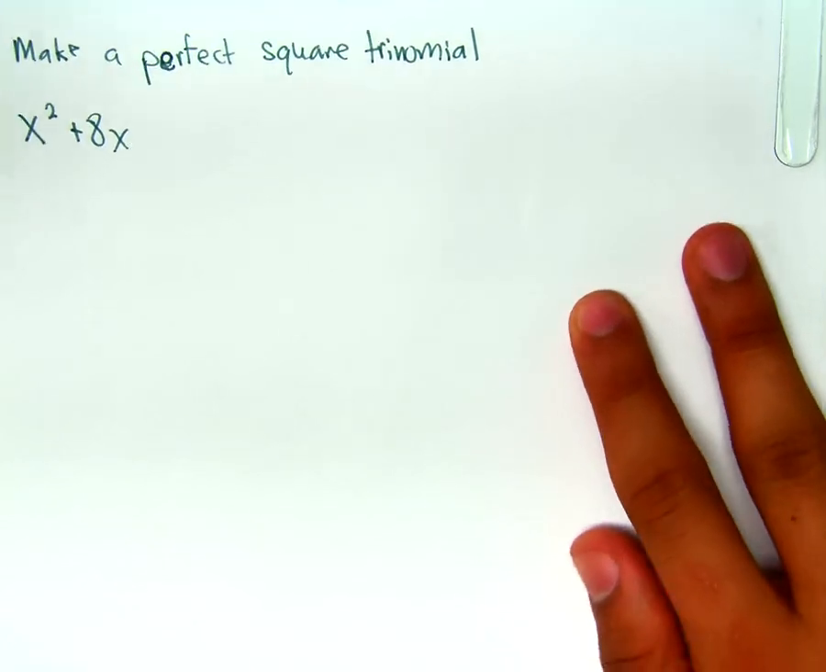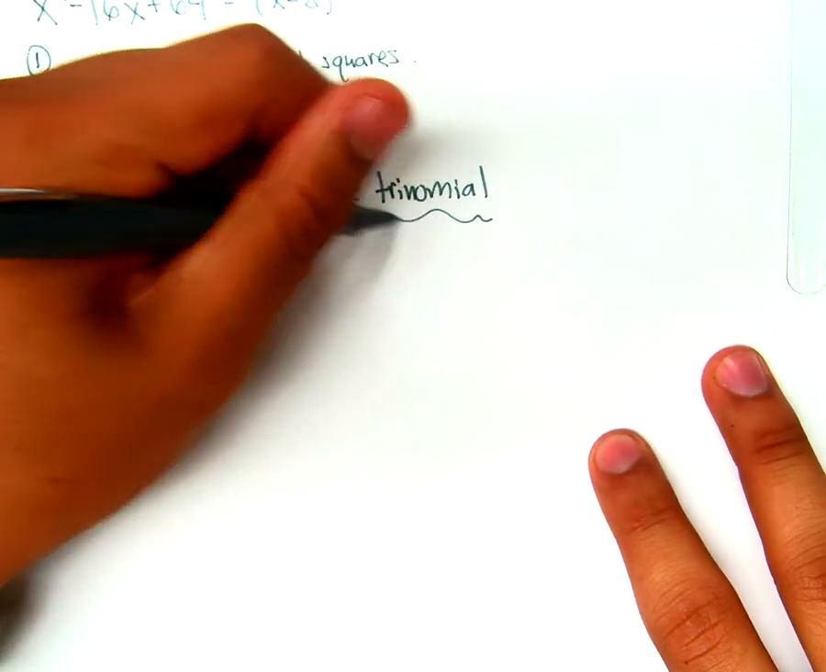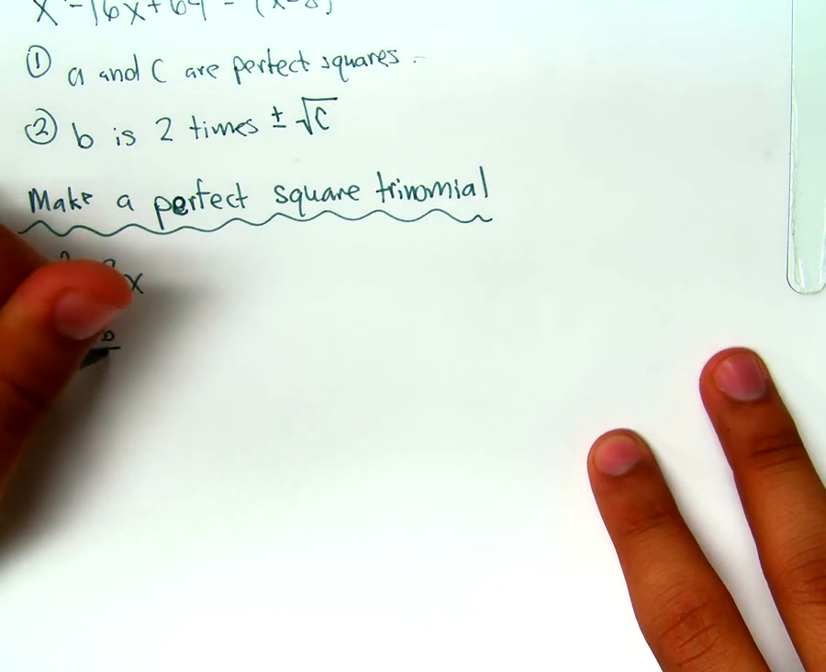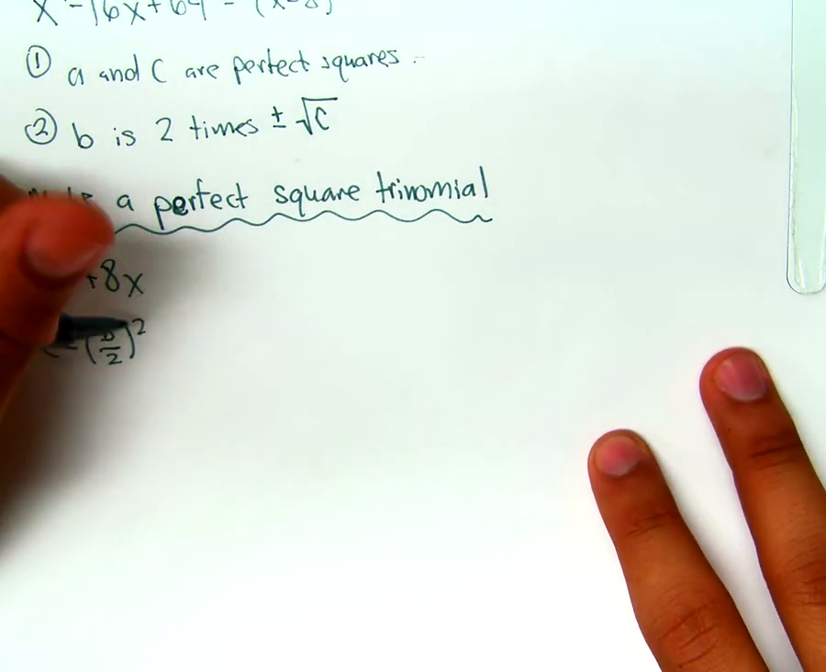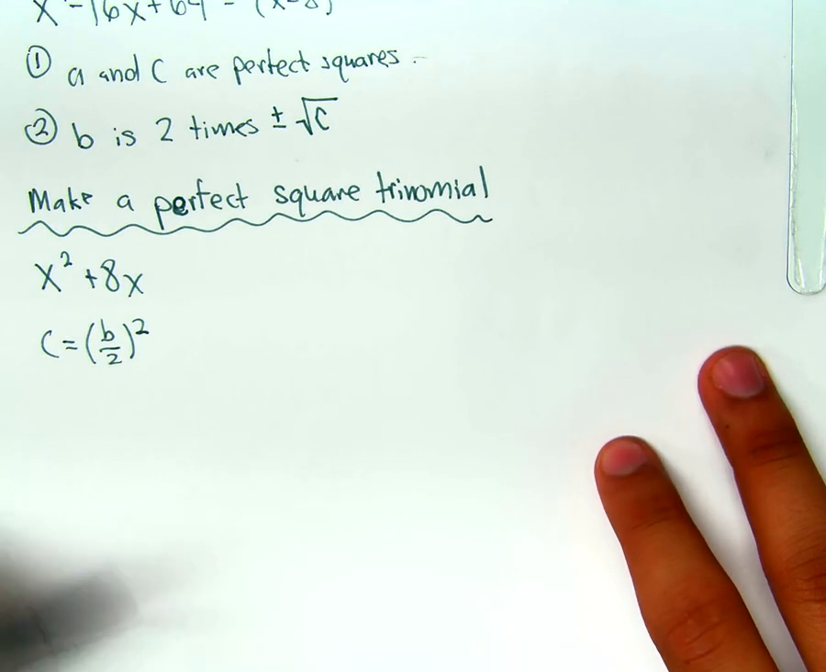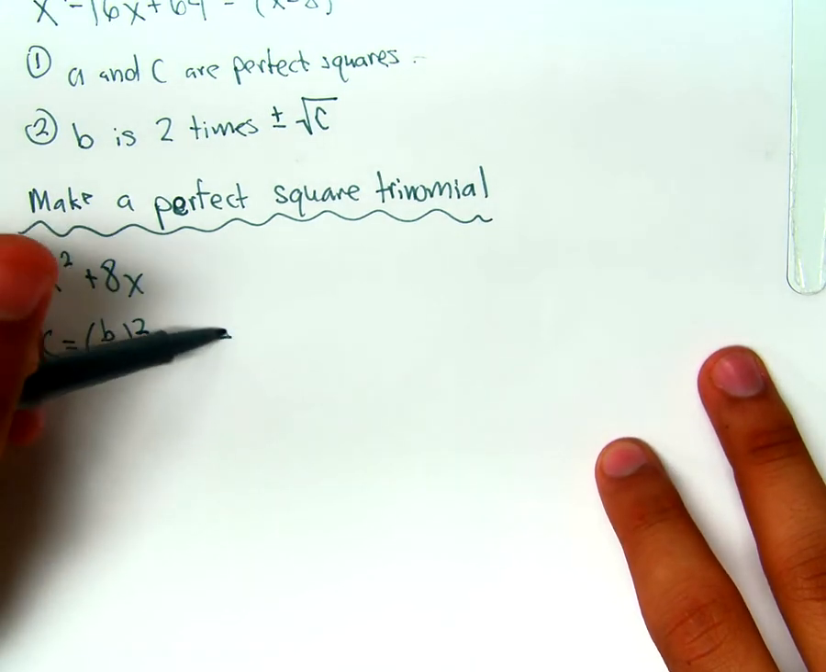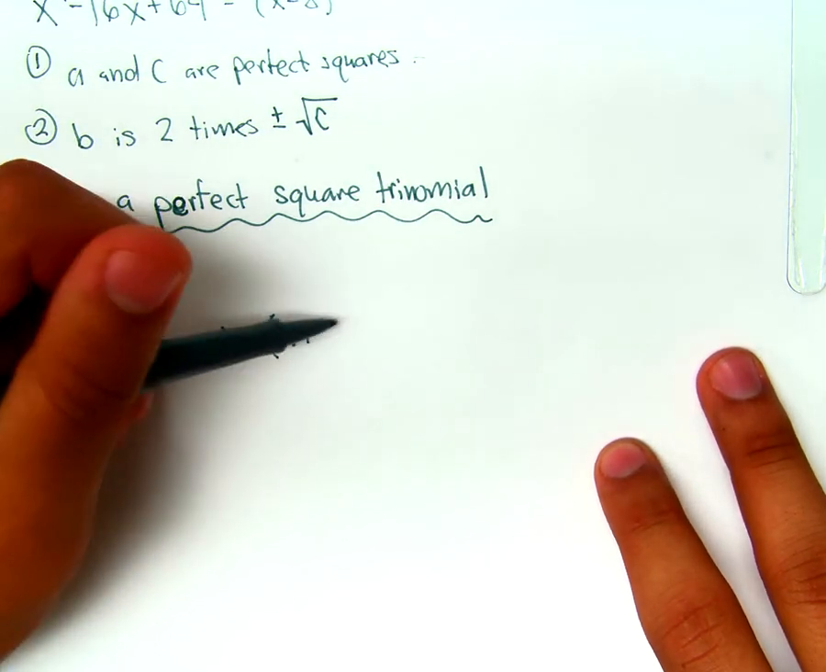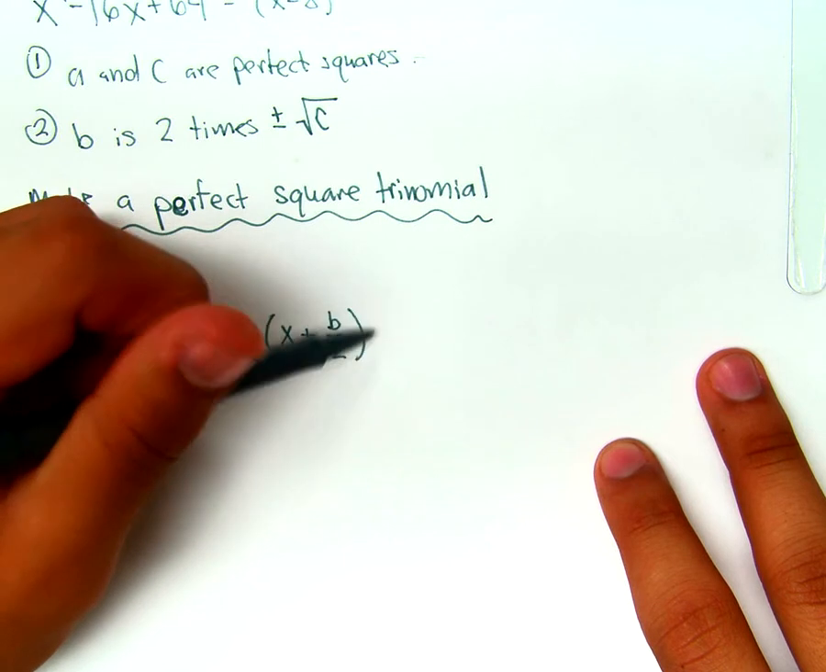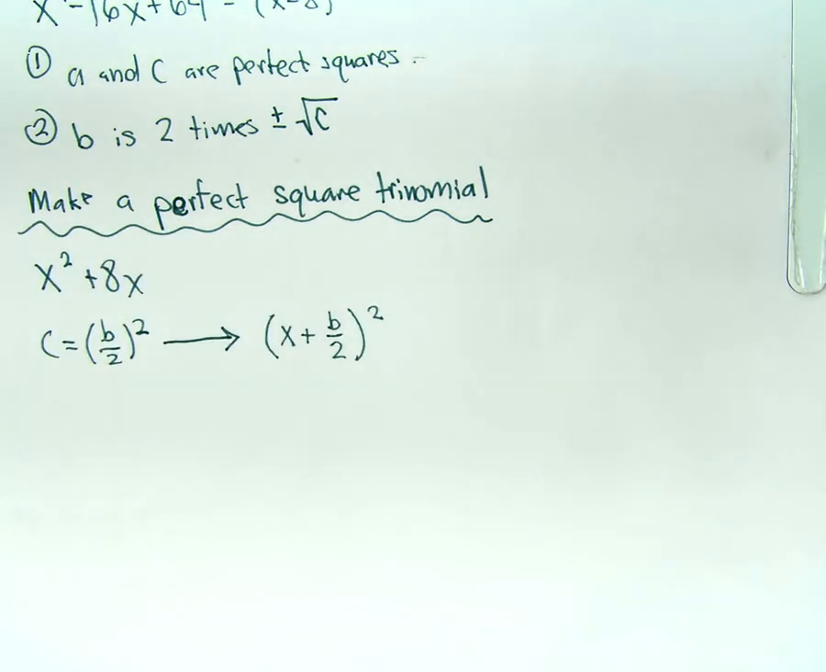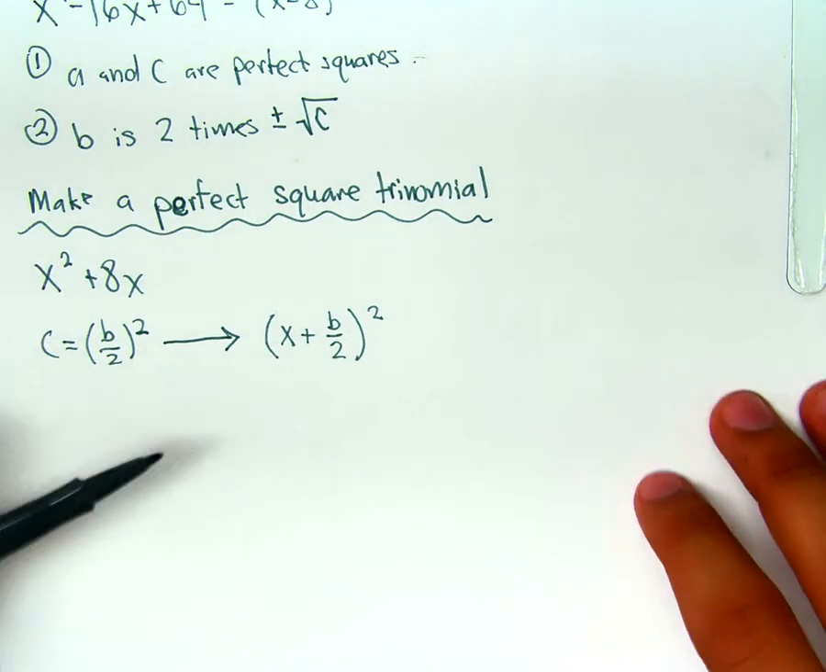C will always be b over 2 squared. Okay? C will always be b over 2 squared. And when we find c, we'll be able to write our trinomial as x plus b over 2 squared. We'll write it as a binomial squared. Okay?